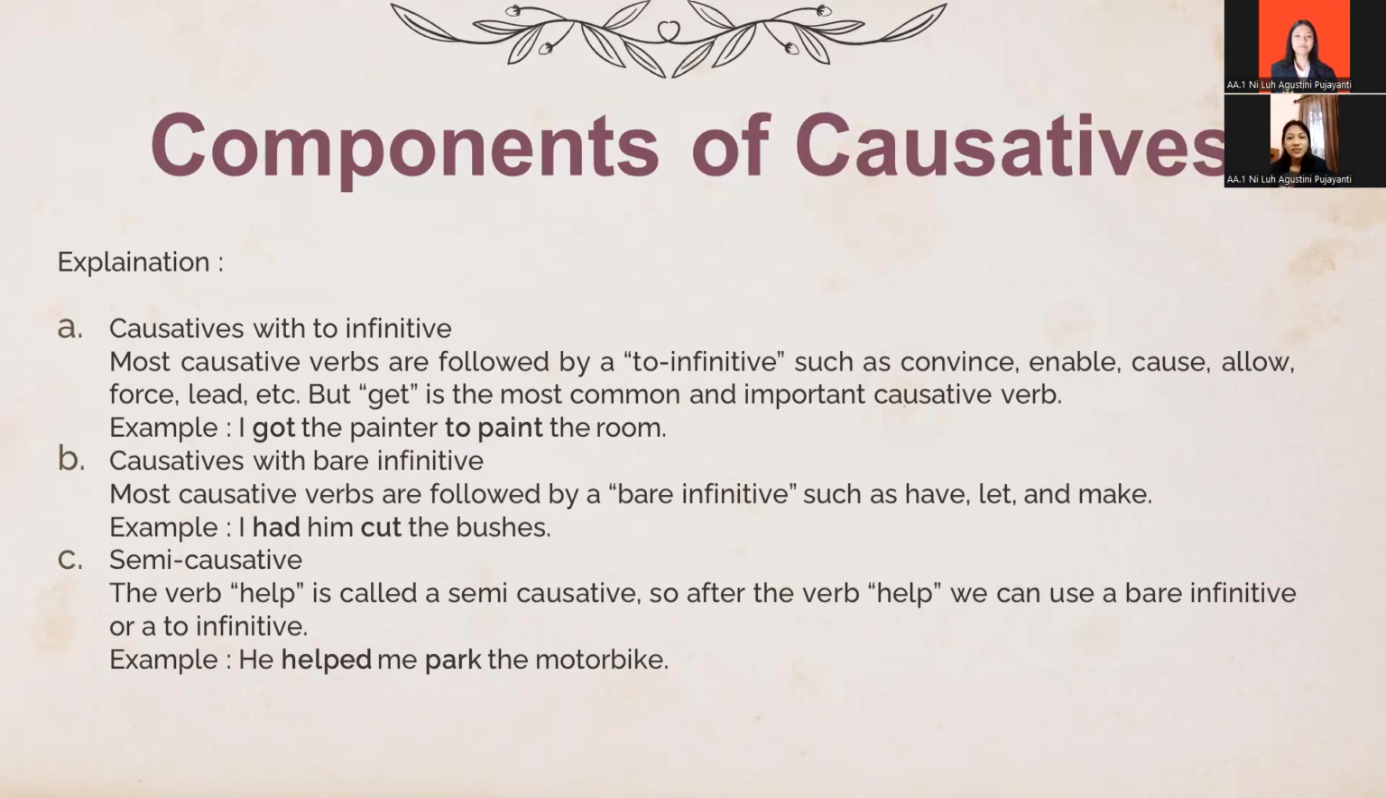And then semi-causative. The verb help is called a semi-causative because if we consider its meaning, it will become obvious that the verb is not causing something. It's actually playing a role in completing the action. After help, you can use either a bare infinitive or a to infinitive. Using a to infinitive is considered more formal, and using a bare infinitive is less formal. So here is the example. He helped me park the motorbike. In the sentence, the causative verb is help and park is the bare infinitive.